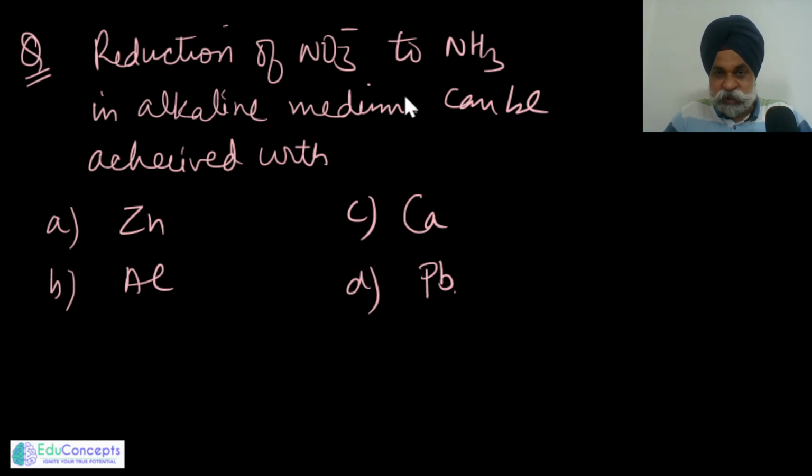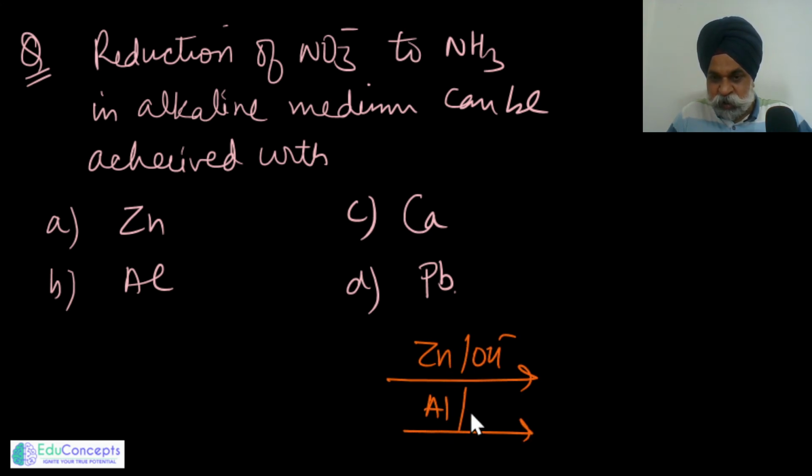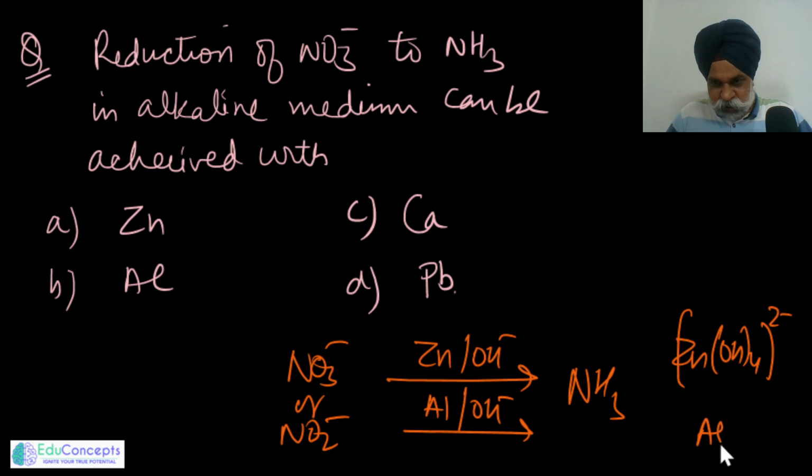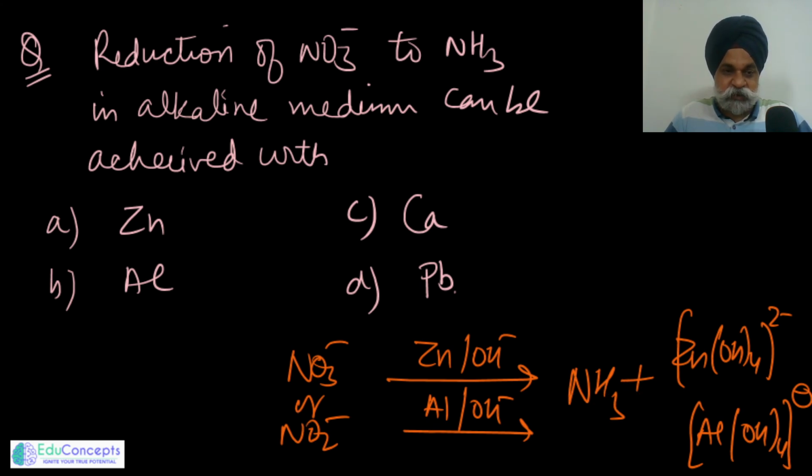Okay, so this I just have spoken about. Reduction of nitrate to ammonia can be done by zinc in alkaline medium or aluminium in alkaline medium. So if it is nitrate or nitrite, it reduces it to ammonia along with the formation of a soluble complex of zinc of this nature and that of aluminium. Balancing you can do it yourself, because as such it is not required. Wherever balancing is required, we will do it, if the question asks that way.